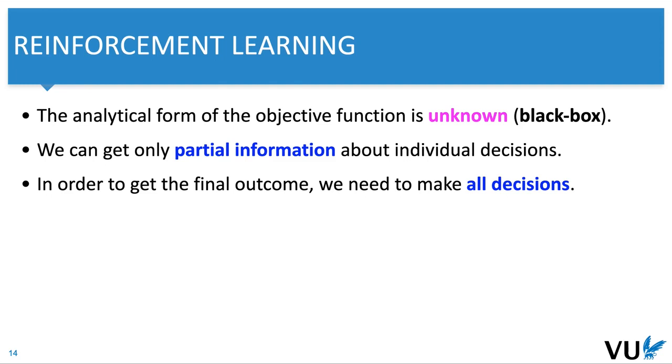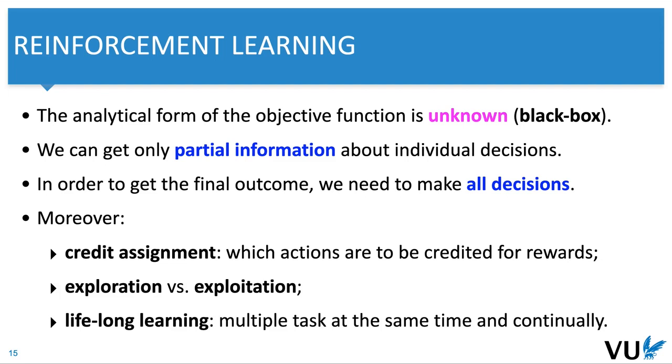So to see the final outcome, we need to make a lot of decisions, and of course this makes it very hard, because this is something called credit assignment. So which actions are to be credited for rewards, right? In the beginning, when we have these two paths, it's hard to say. It might even be impossible, right? So this makes it very hard, because in some sense the stimulus to make some actions could actually be evaluated only in the end. Another question is about exploration against exploitation, right?